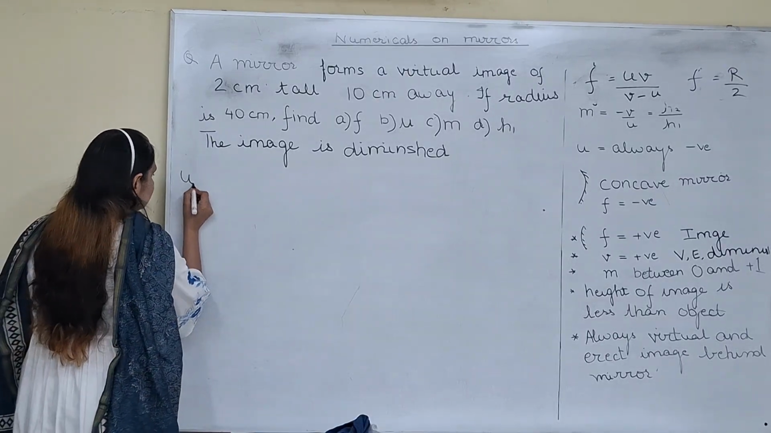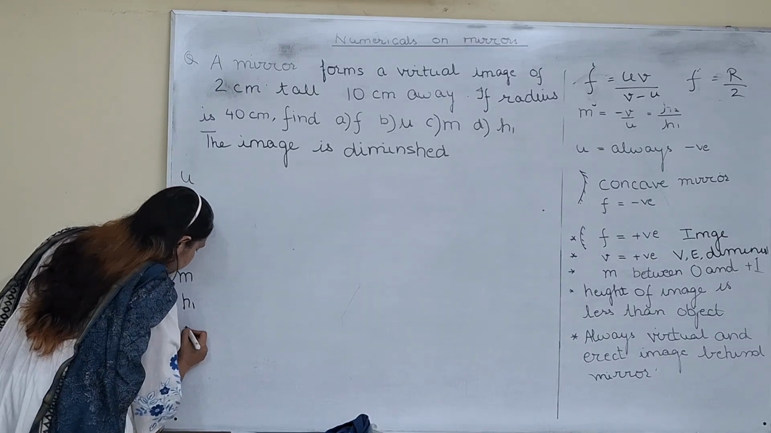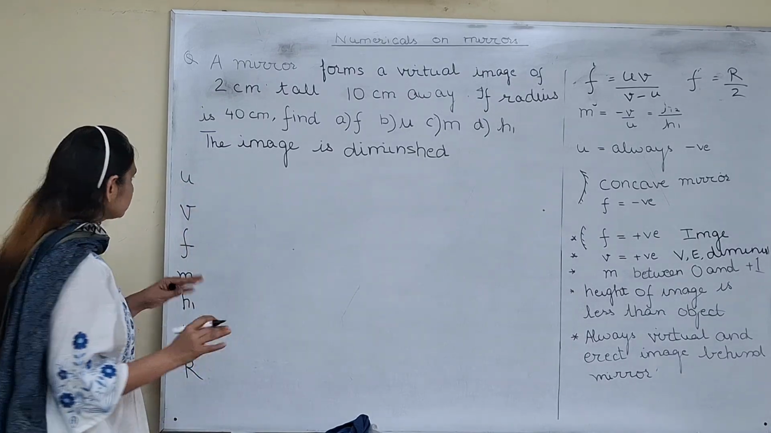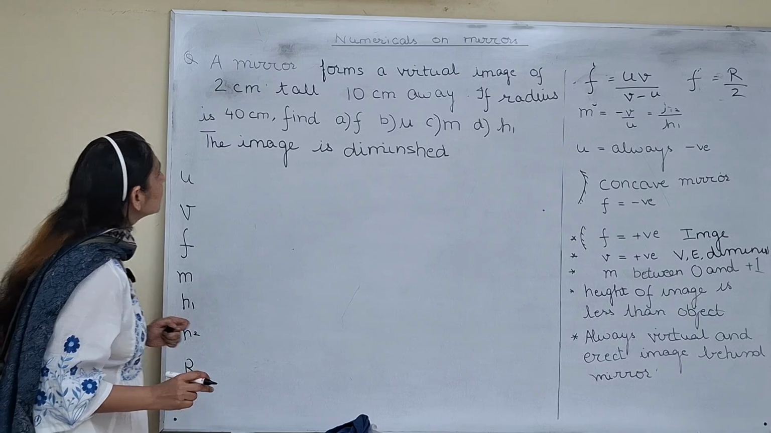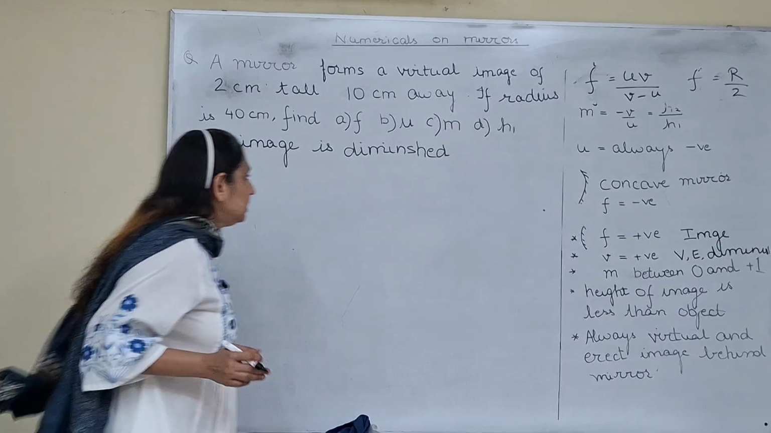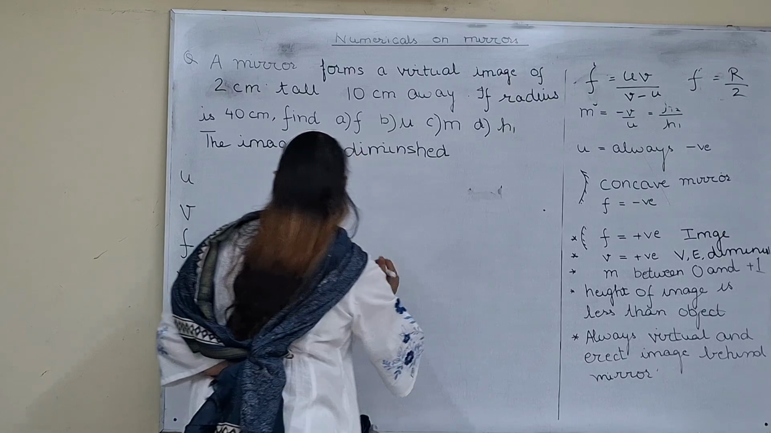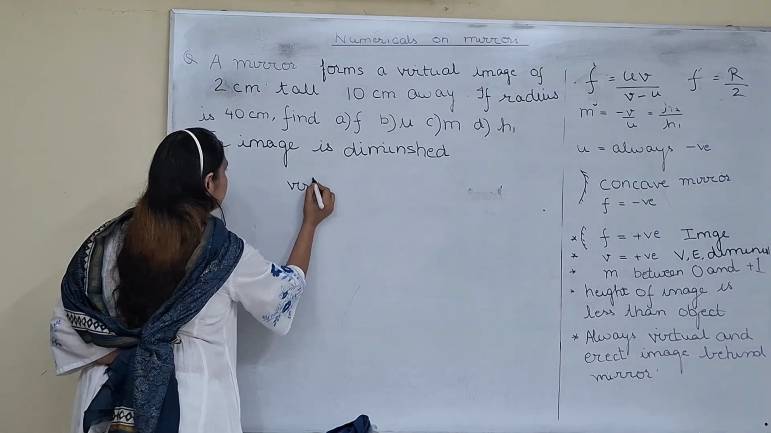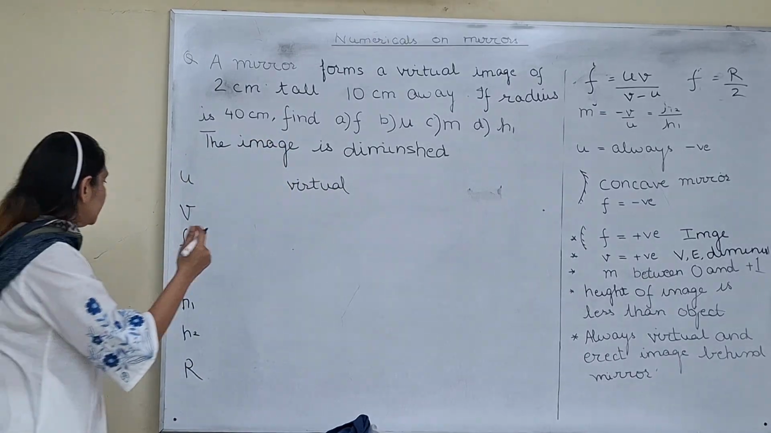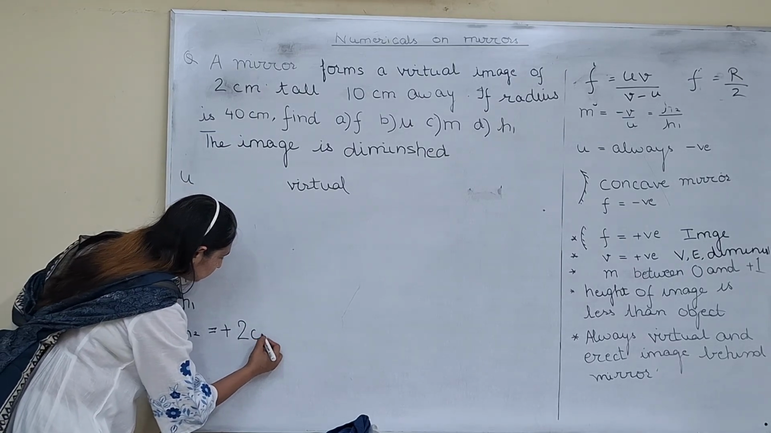First of all, I'll write the data sheet and we'll also include radius of curvature because we have it. Let's start. A mirror forms a virtual image 2 centimeter tall. Tall means its height. Let's start writing the properties of the image at least. Virtual. I'll write it here. The image is virtual. Okay. And its height is 2 centimeter. Means what? H2 is plus 2 centimeter.